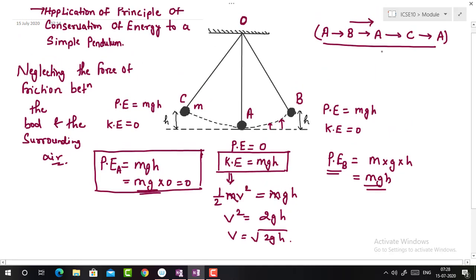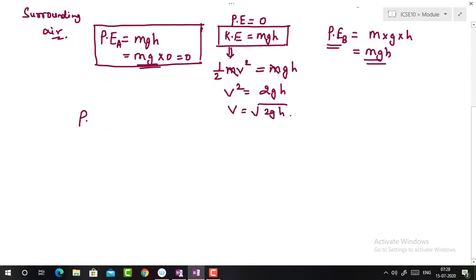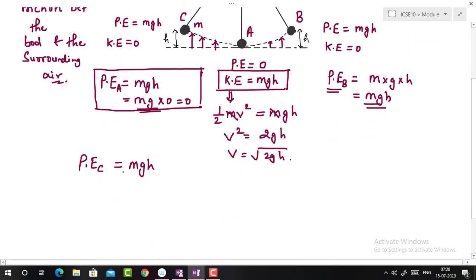Now as the body goes from position A to position C, what happens? The height is again rising. As the height rises, the potential energy goes on increasing. A time comes when the body reaches point C, and then the potential energy will again be mgh, as the body rises to the same height at point C. So we can write the potential energy at point C equals mgh.